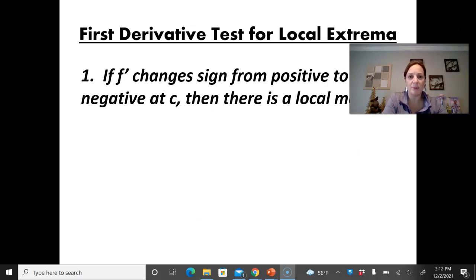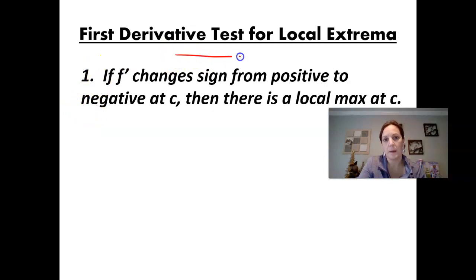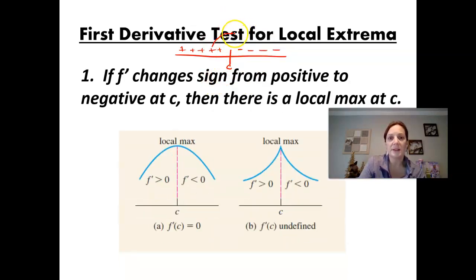It says, if f prime changes sign from positive to negative, then there's a local max at c. Think about what this means. Let's think about a sign chart here. Got this cool sign chart. I'm calling this point c. I say, hey, my derivative was positive. At c, it was 0, and then on the other side of c, my derivative was negative. Well, that means that it was increasing, positive slopes, and then at c, changed its mind and started decreasing. That, my friends, is a maximum.